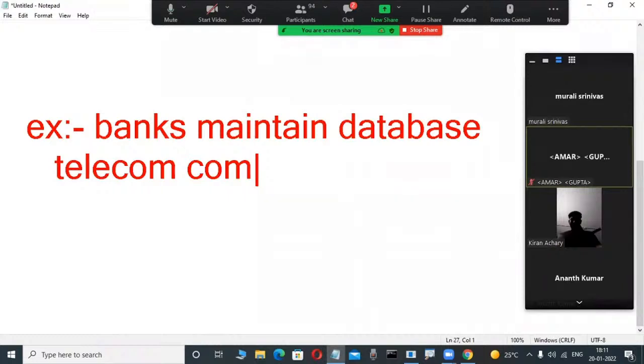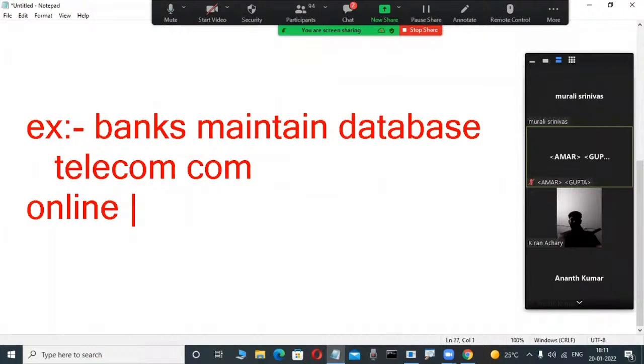Suppose so many people nowadays are purchasing items through online portals like Flipkart and Amazon. Those shopping portals also maintain databases. Because when you purchase an item, how is the order number generated? A database application is there, and it is generated through the auto increment concept.